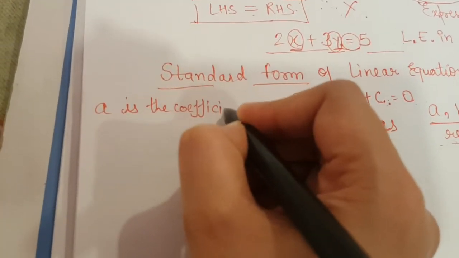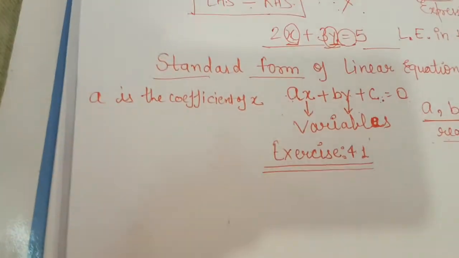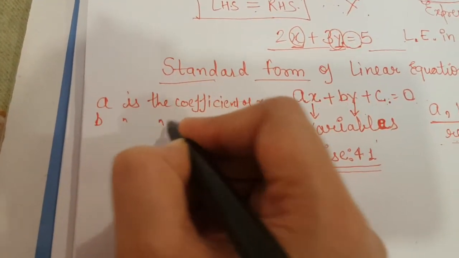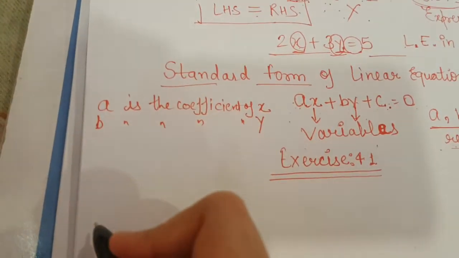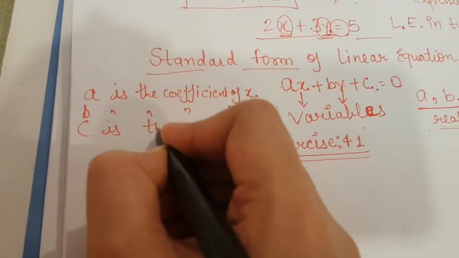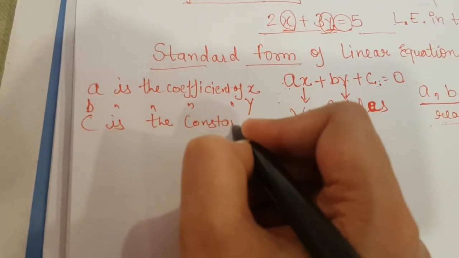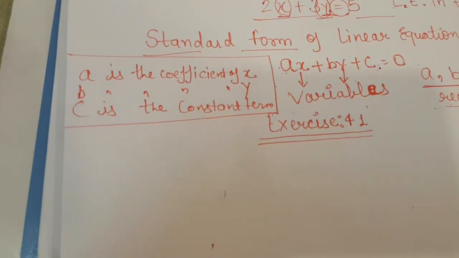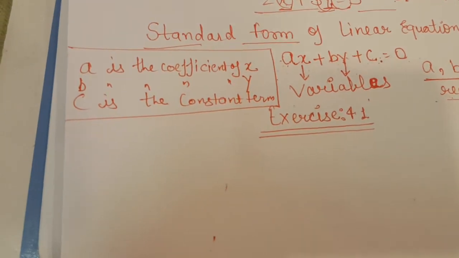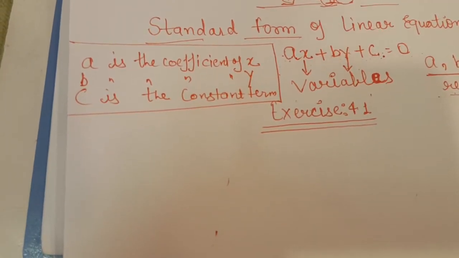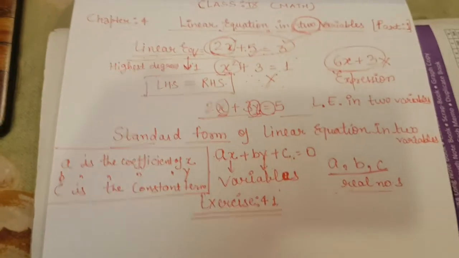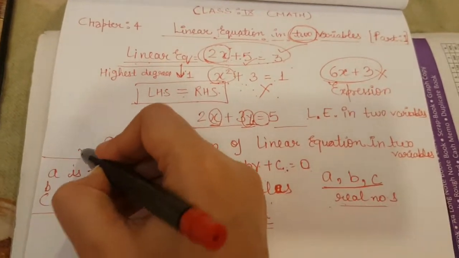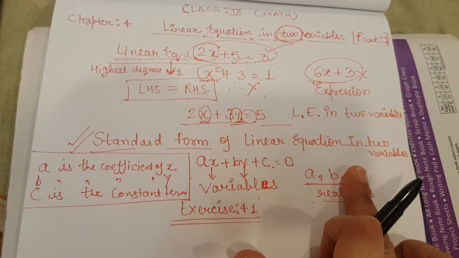coefficient of x. a रियल नंबर जो होगा वो हमेशा किसका कोफिशिएंट होगा? x का. b is always the coefficient of y and c is the constant term. a is always the coefficient of x variable, b is always the coefficient of y variable and c is the constant term. So pause your video here and before starting the exercise write this note, at least this one. This is very important.